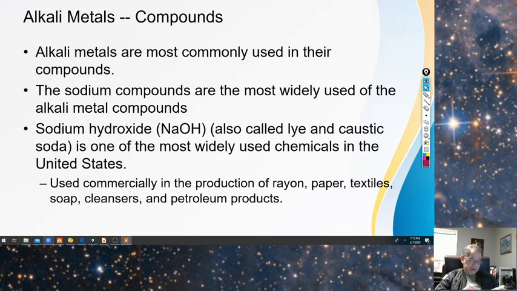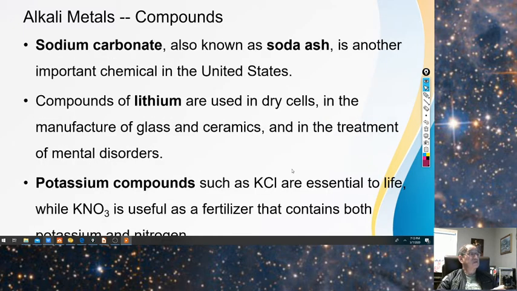Okay, these compounds, alkali compounds. Know about these. Know what they are. The ones that we've picked here. Know about sodium hydroxide. What is it used for? What is it? What's it used for? Let's see. Know about compounds of lithium and what they're used for.